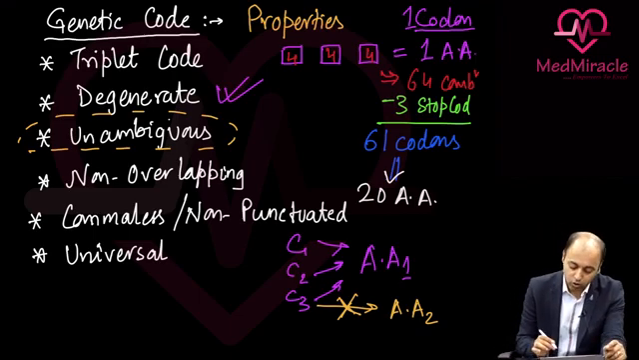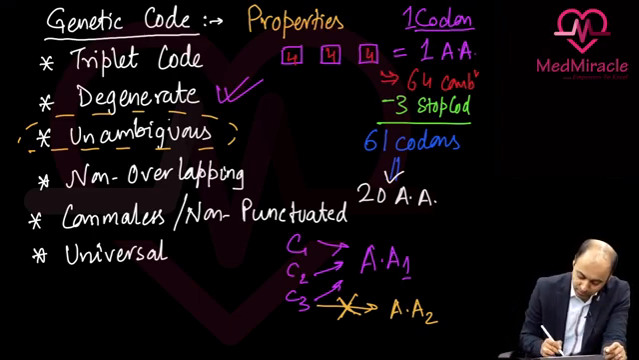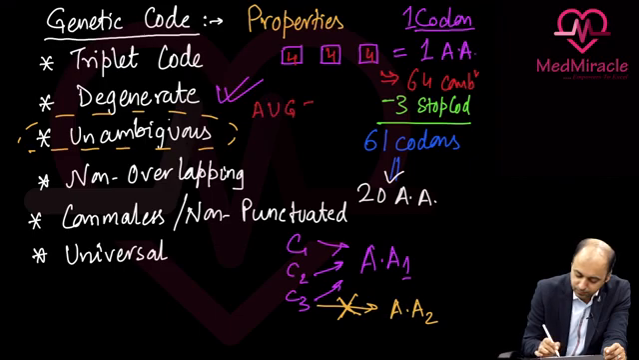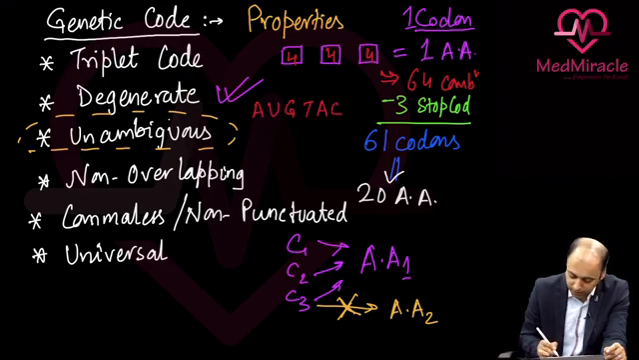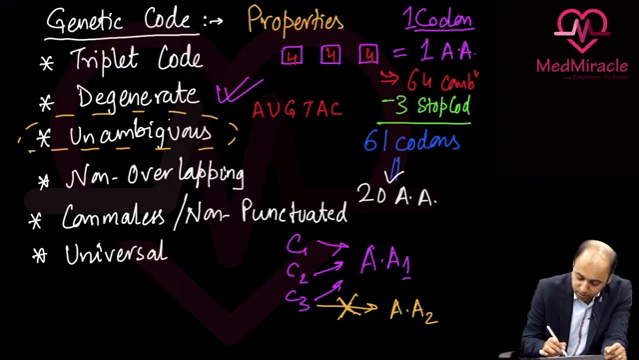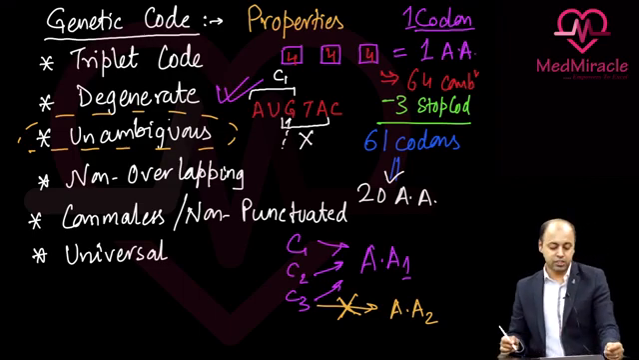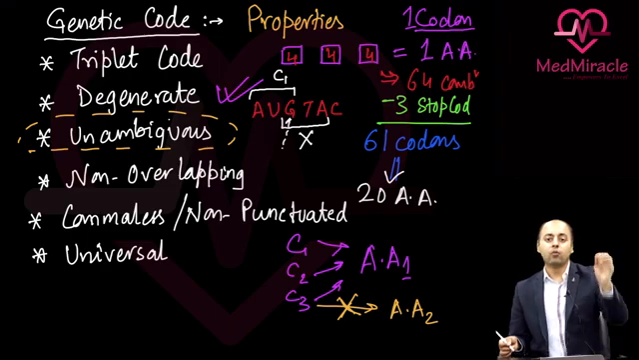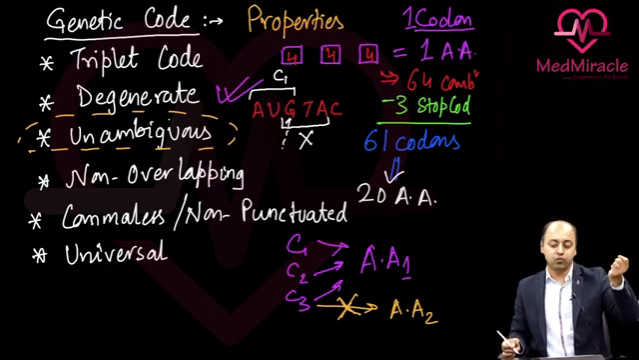When I say non-overlapping, what do I exactly mean? When I say non-overlapping, I mean if you have the sequence and our genetic code is a triplet code, this means this is codon 1. The same nucleotide cannot be used for another codon. It is not allowed. The genetic code is non-overlapping. One nucleotide cannot be used for multiple codons.